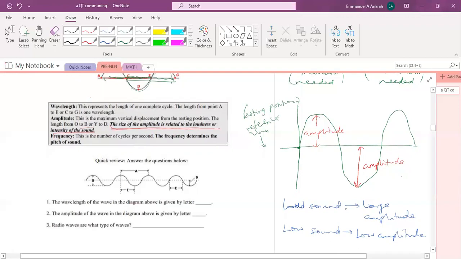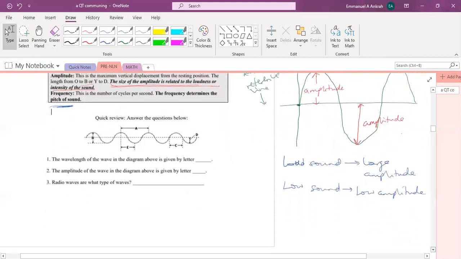Okay. Then another key term is the word frequency. Frequency is the number of cycles per second. The frequency determines the pitch of the sound, right? So if the pitch is very high, then we will have high frequency. If the pitch is low, low frequency, right? And this is what we mean by frequency.